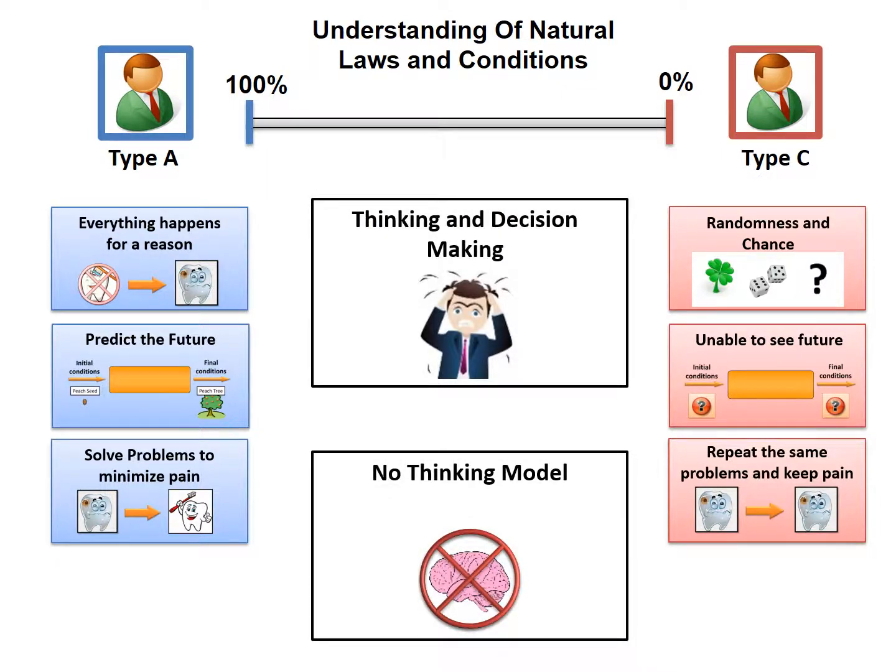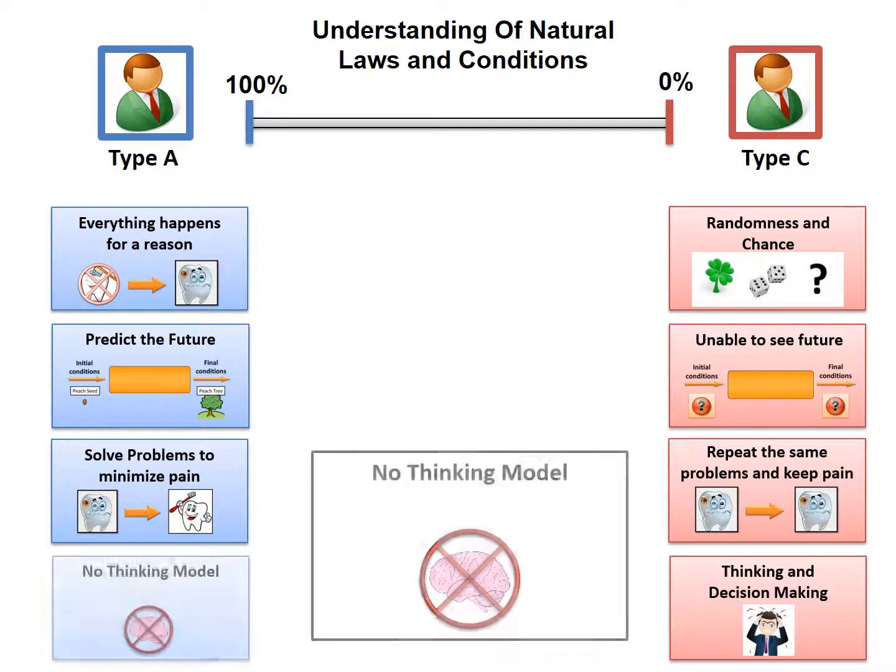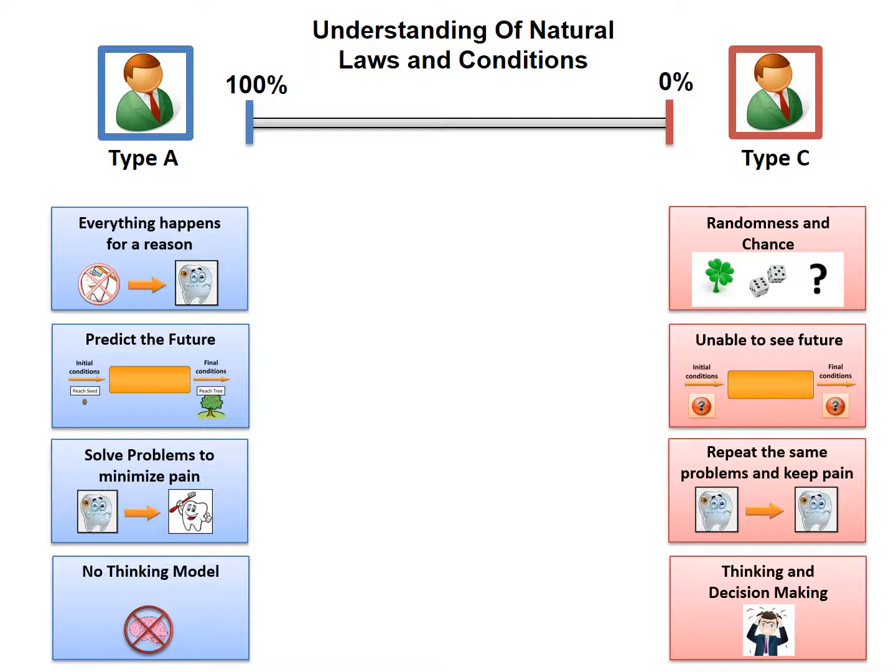Who is more likely to use the thinking lifestyle? The Type C is more likely to use the thinking lifestyle, and the Type A is more likely to use the no-thinking lifestyle, because the Type A understands their mind is not reliable, and life is easier to use alternatives to thinking, like technology and asking for help.